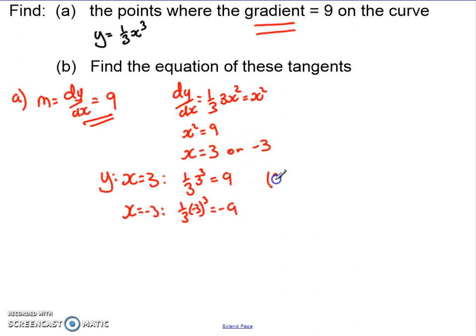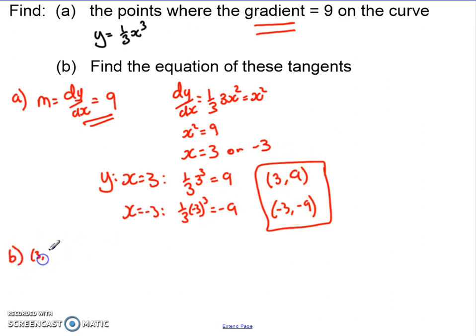So I get 2 points. I get 3, 9, and negative 3, negative 9. So there, my 2 points right there, the answer for that first one. Then I want to find the equation of these tangents. So it's two separate equations here.